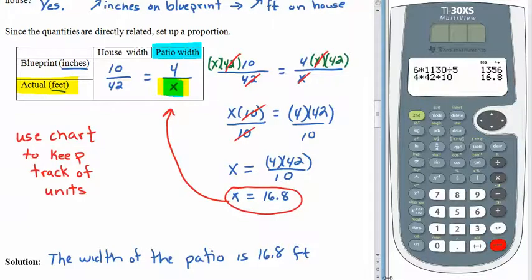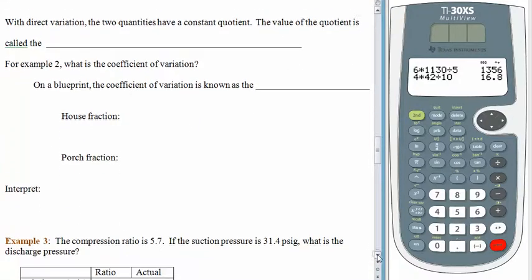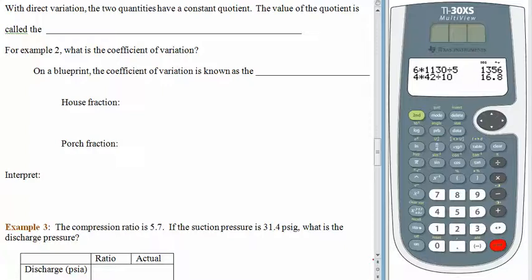Okay, let's move on to another one and flip the page. Okay, so we already know that if we're talking about direct variation, the two quantities have that constant quotient. The actual value of that quotient has a name, and it's called the coefficient of variation.